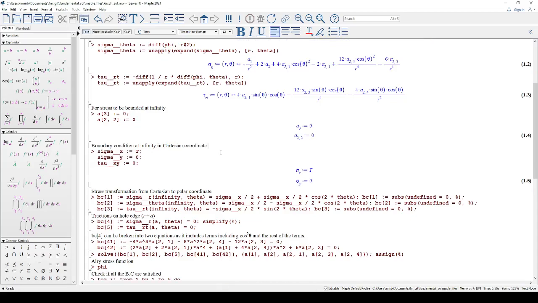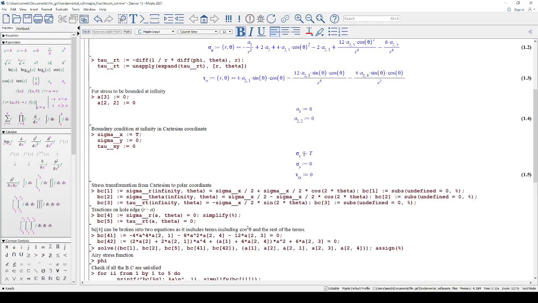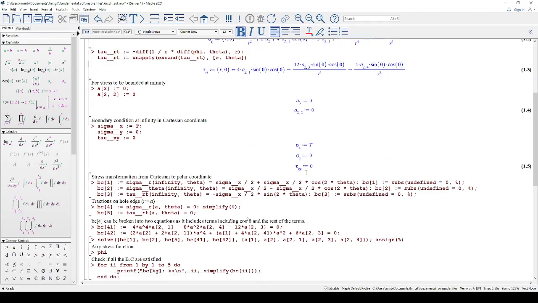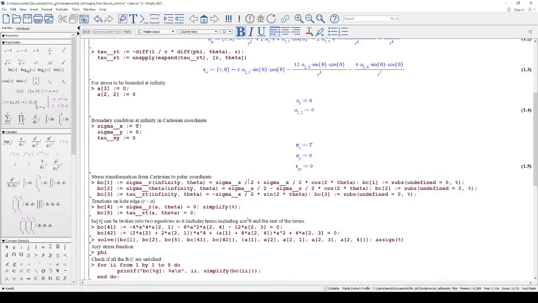Let's add this. And if we look at, so I have these terms here, so I have sigma x, sigma y, and tau xy. Then I'm going to transfer them to the polar coordinate system using these kind of equations that I wrote here.